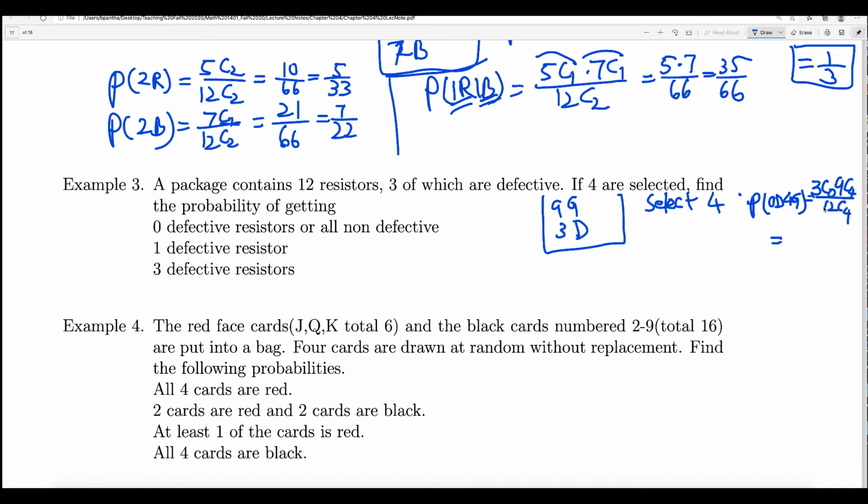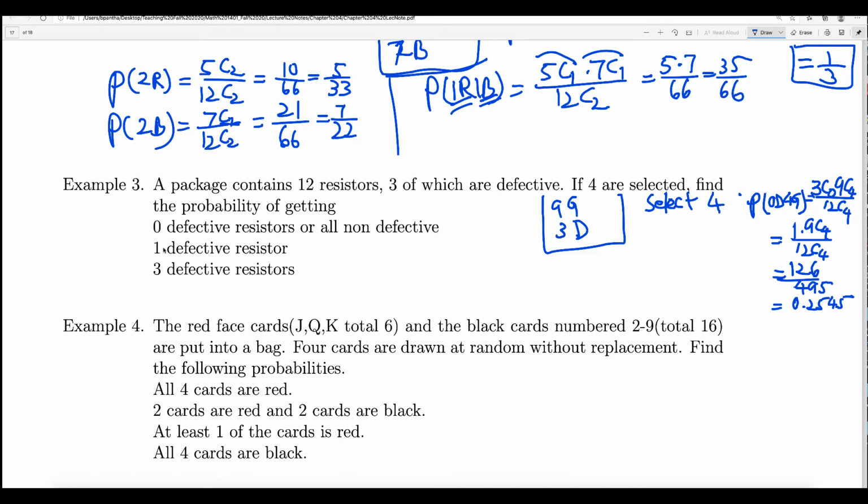Okay, what do you get? You will get 3C0, which is 1, times 9C4, divided by 12C4. You use a calculator to find that. If you use a calculator, the top part will be 126 and the bottom part will be 495, and then you will basically get 0.2545. So this is the probability of 0 defective resistors.